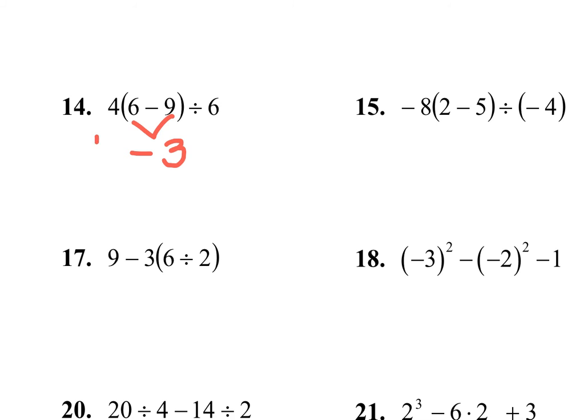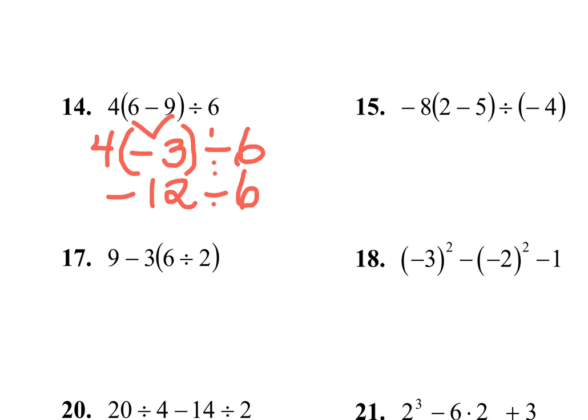And remember, when we bring this 4 down, we have to make sure that this answer is in parentheses, because we're not going to do 4 minus 3. That's going to be multiplication. We're going to bring everything else down. So 4 times negative 3 is negative 12 divided by a positive 6. We have a negative divided by a positive. That's going to give us a negative for the answer of negative 2.